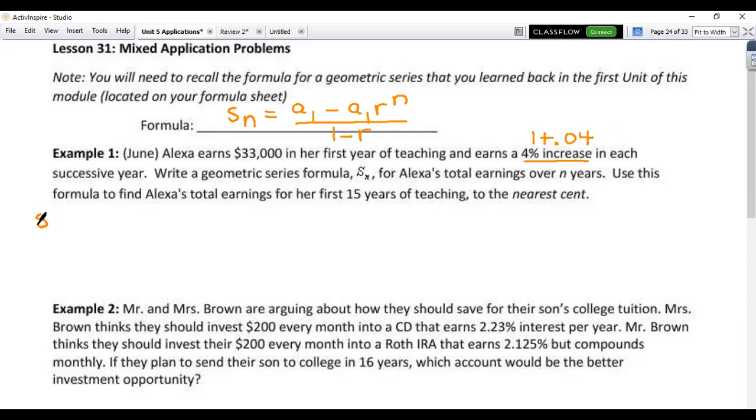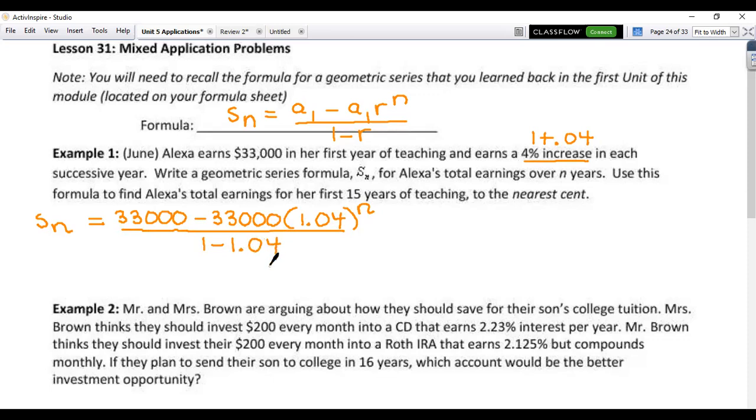So I have the sum of n number of years equal to, and I'm going to go a sub 1, which is the 33,000. And then I'm going to go minus 33,000. And my r value, I'm going to use what for? Yep, 1.04. Awesome. And then this is raised up to the n. And then this is divided by 1 minus 1.04.